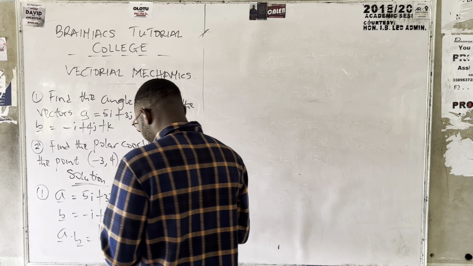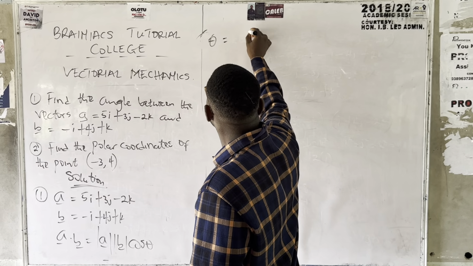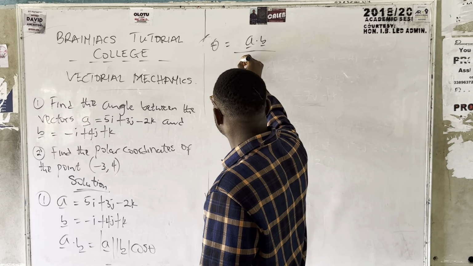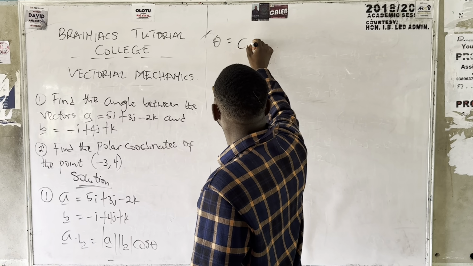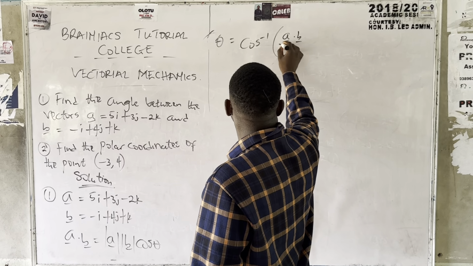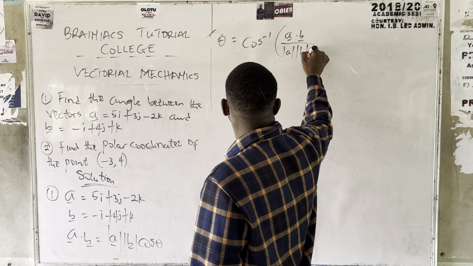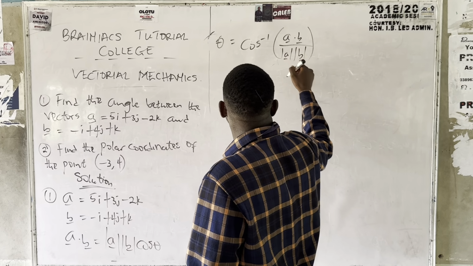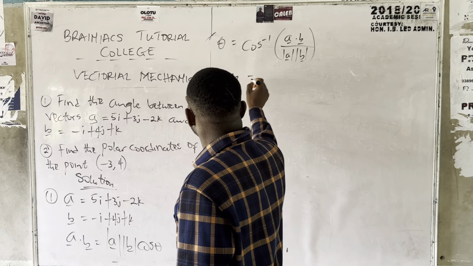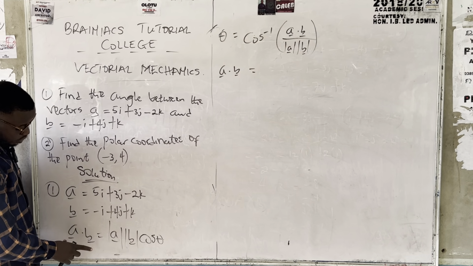And from here, if you make theta the subject of the equation, we're going to have theta equals cos inverse of vector A dot vector B over the absolute of vector A, then absolute of vector B. So now let's start with the numerator, which is A dot B. So that's under scalar product. A dot B.